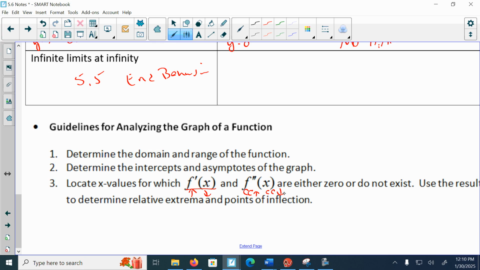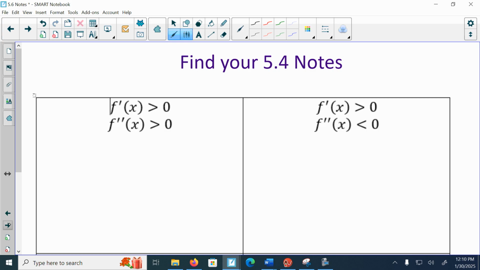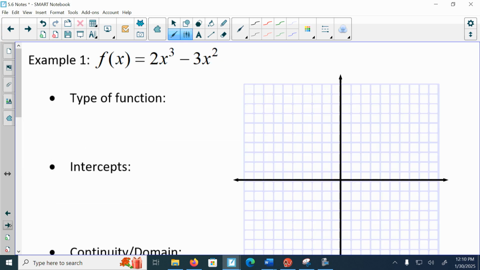So the goal of this is for you to be able to do this without your calculator's graphing, because I'm going to block the graphing from the calculator so you still have access to the calculator, but not any of the graphing. So we did this, so go back to 5.4 and look at this.